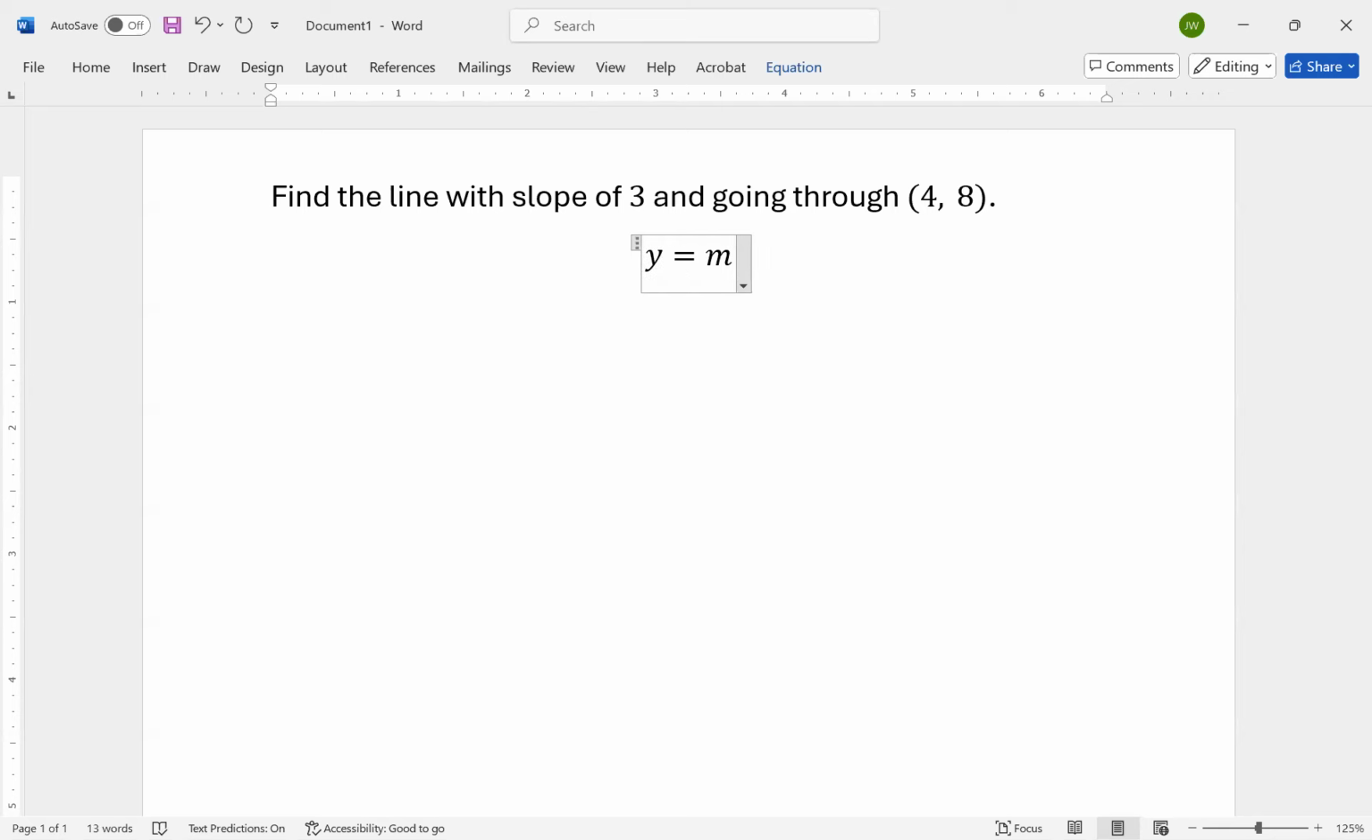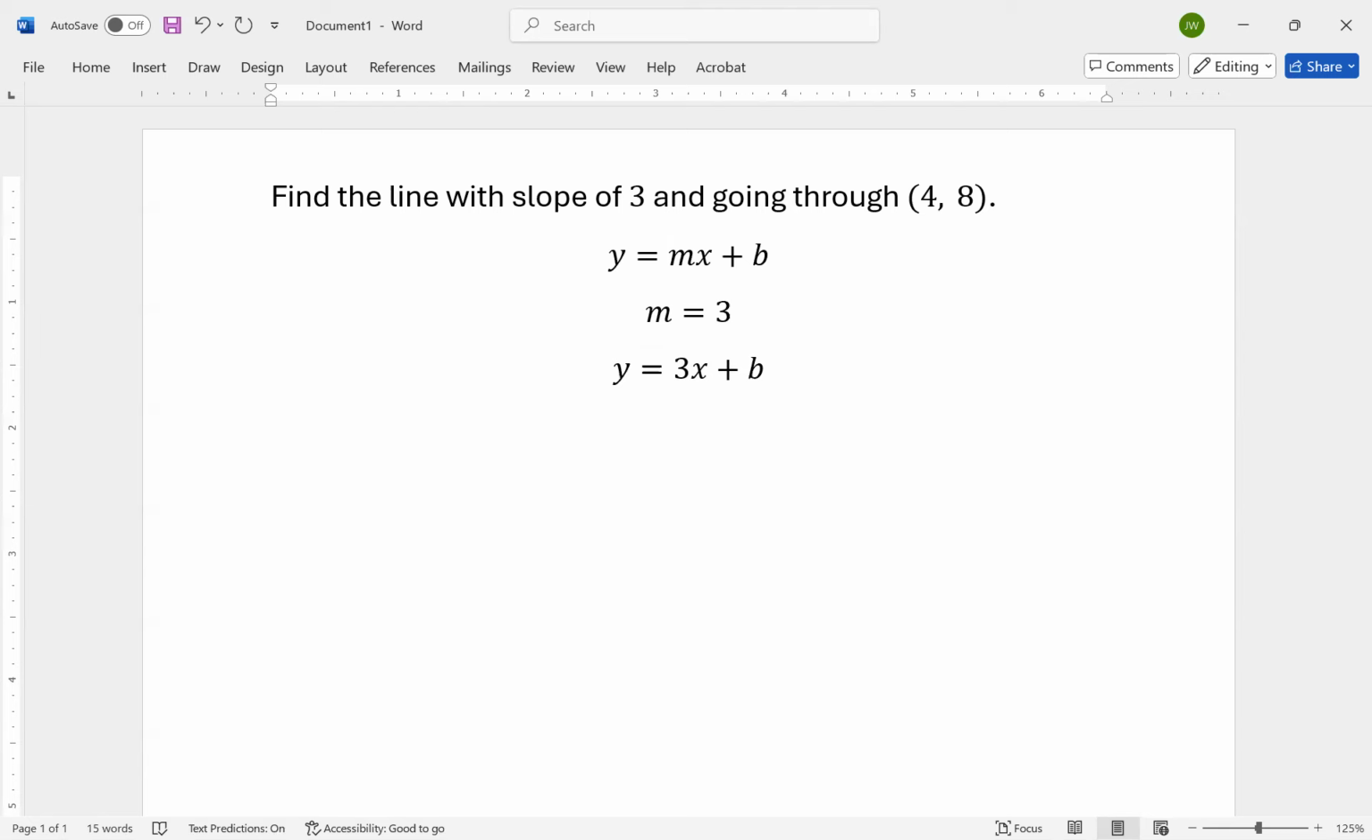Now, I tend to start out always writing y equals mx plus b at the very top of what I'm doing, just for reference, because I know that I want to find the equation of the line. So I want to find that equation. I know my slope is 3, so right now I know m is equal to 3. That means my equation is going to look like y equals 3x plus some value of b.